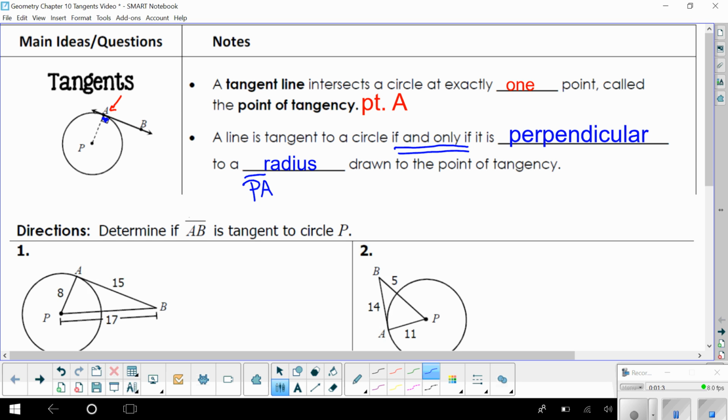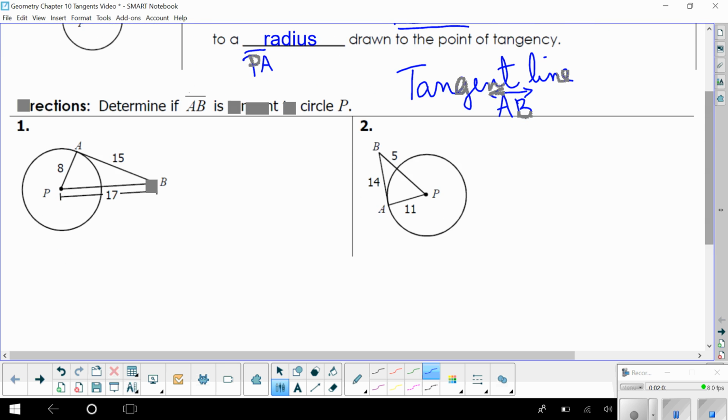The tangent line is going to be AB. Okay, your tangent line's your AB. And again, your perpendicular symbol right there is where your radius PA and your AB come together. Okay, so with all of that said, how are we going to figure out these problems?